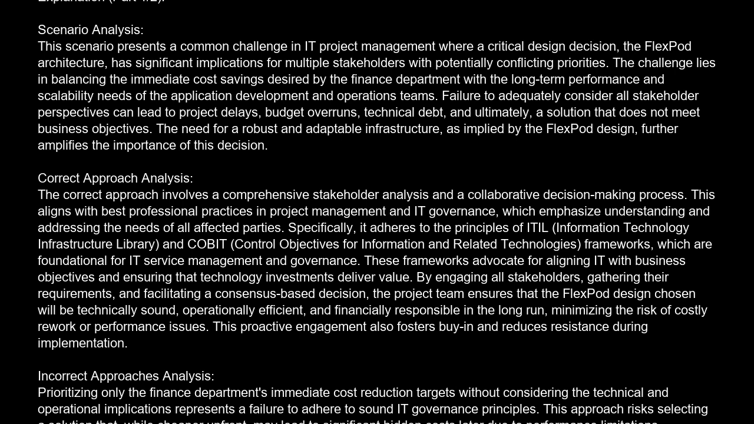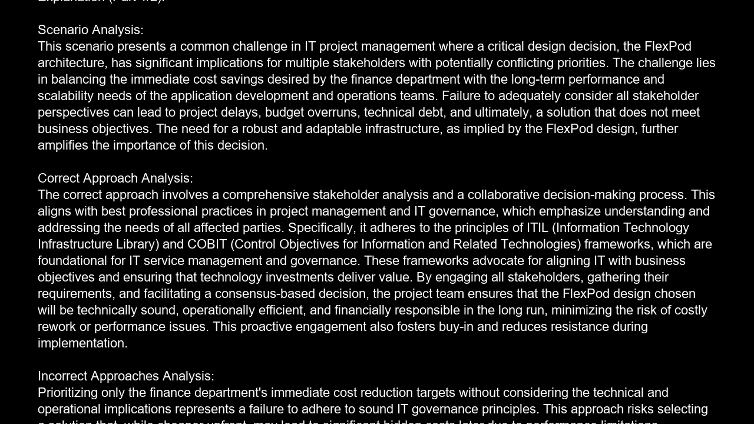Incorrect approaches analysis. Prioritizing only the finance department's immediate cost reduction targets without considering the technical and operational implications represents a failure to adhere to sound IT governance principles. This approach risks selecting a solution that, while cheaper upfront, may lead to significant hidden costs later due to performance limitations, scalability issues, or increased maintenance overhead. This could violate the spirit of responsible resource management and potentially lead to a breach of service level agreements, SLAs, if performance is compromised, impacting business operations.